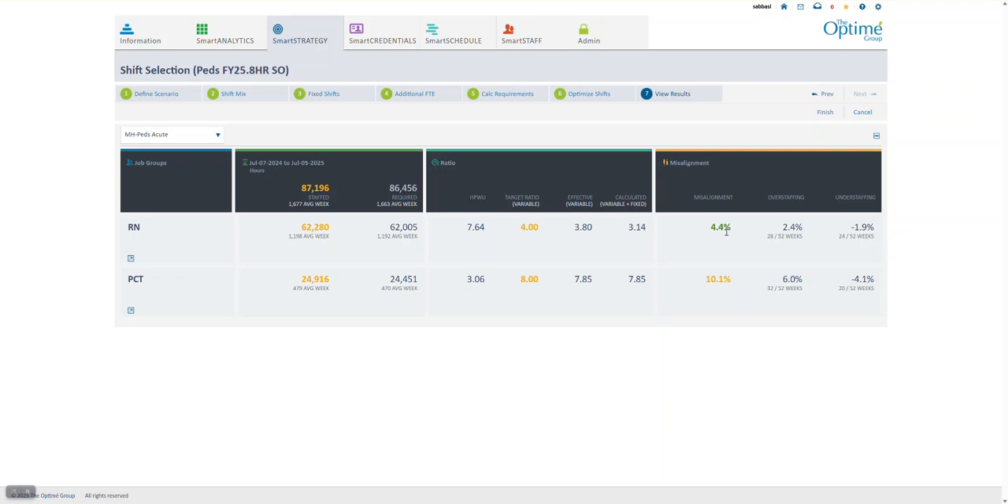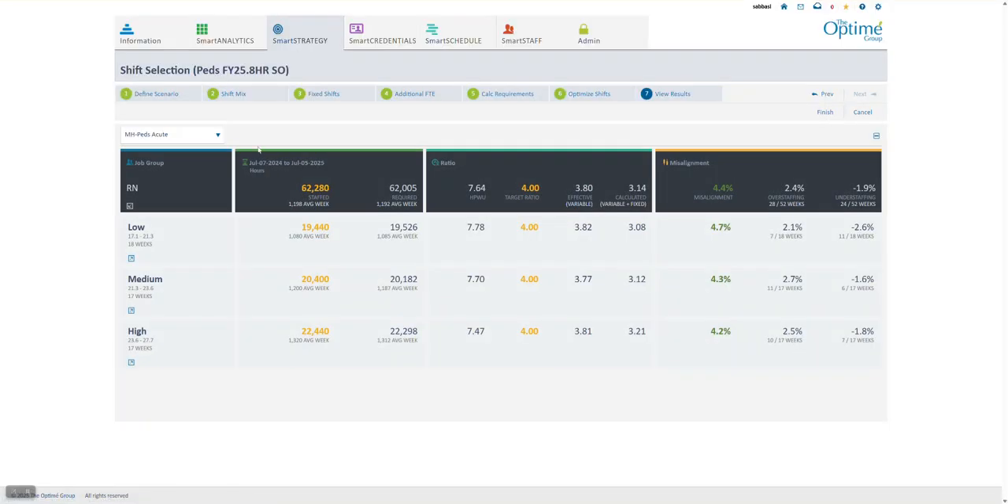Overall, for the low, medium, and high for the whole year, we have a misalignment of 4.4%. That's in green. It's pretty good. A little bit of overstaffing, a little bit less understaffing. And then the PCTs are at 10.1%, a little bit more overstaffing, a little bit more understaffing. Again, this is where you are playing with the shift mix. And if I were to open it up in total and say we can have start times at 1 a.m., 2 a.m., 3 a.m., all the way up to 11 p.m.